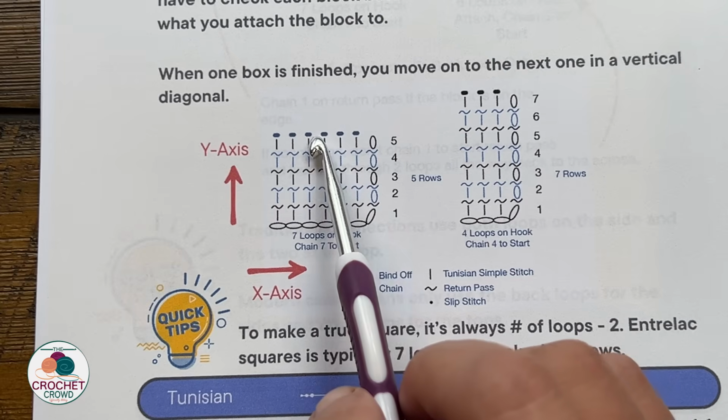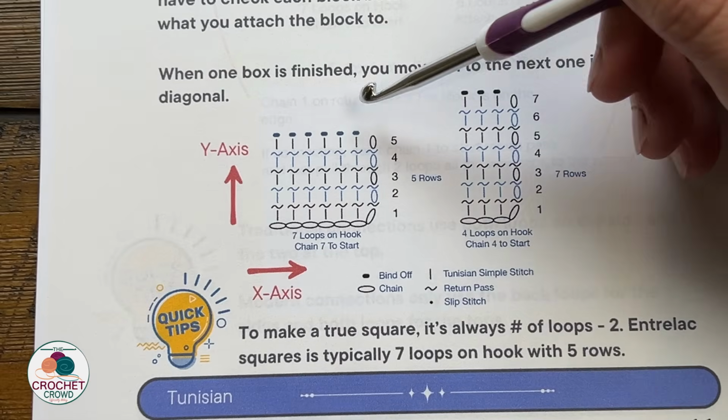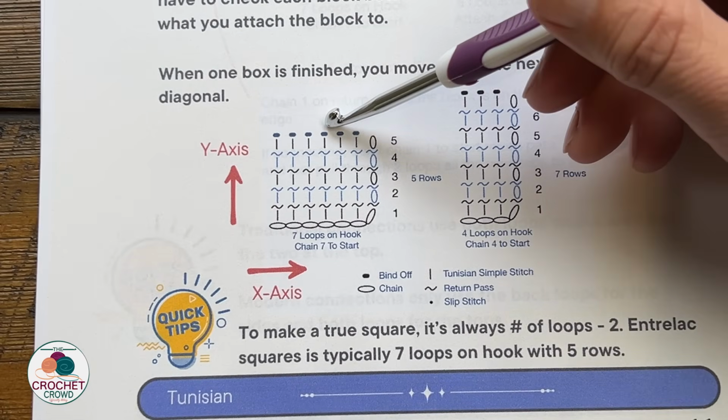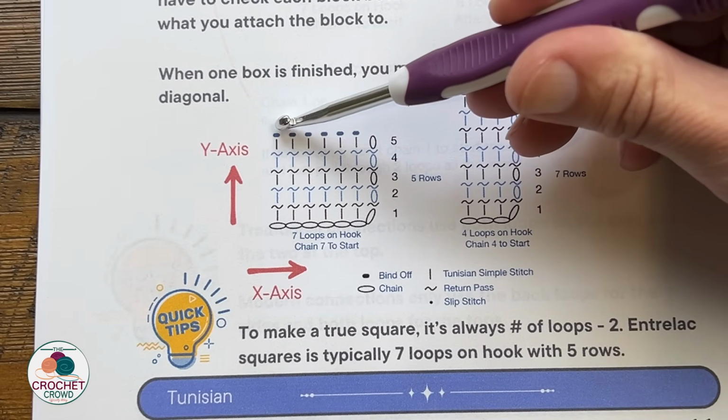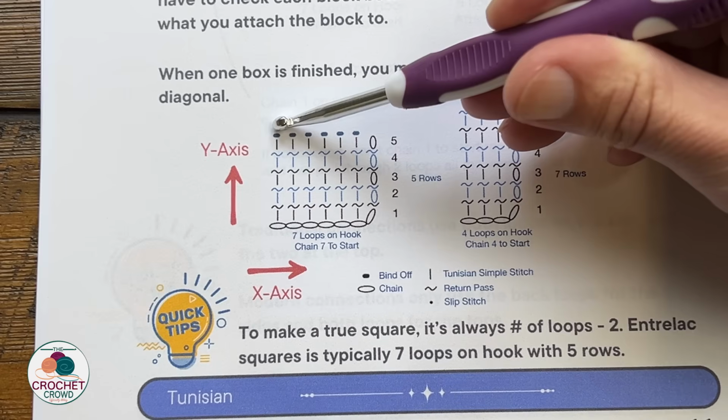What you're seeing up here is called a bind off. You start your bind off at the second one over, and you keep binding off right to the very end, making sure that the last one is always through that chain 1 at the very end.